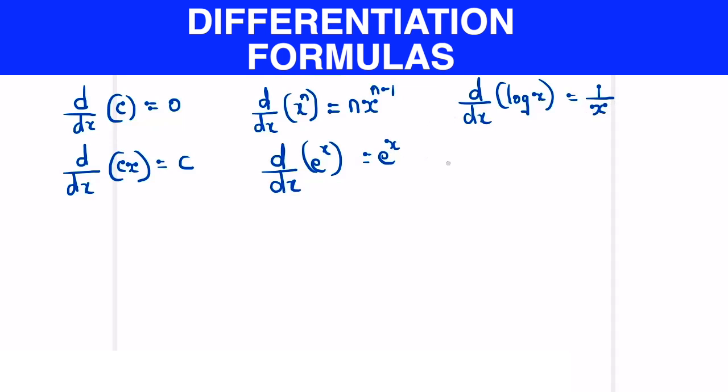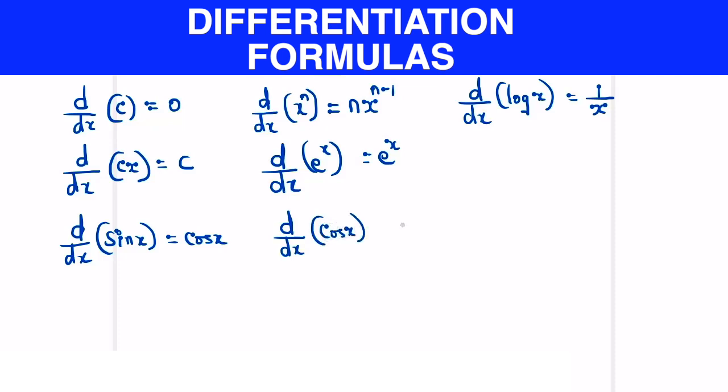We have 6 trigonometric functions, right? So we will also learn the differentiations for each of those functions. So d by dx of sine x is equal to cos x. d by dx of cos x is going to be minus sin x. Now, d by dx of tan x is equal to secant squared x.